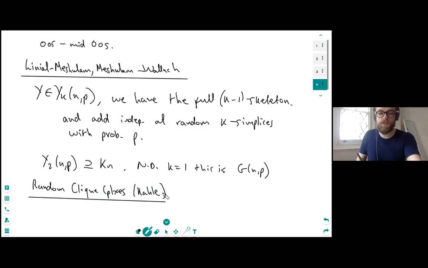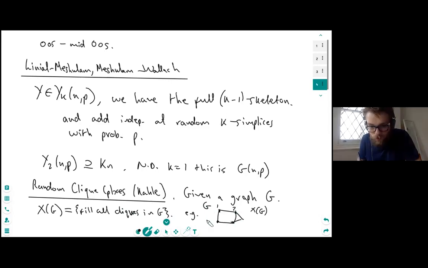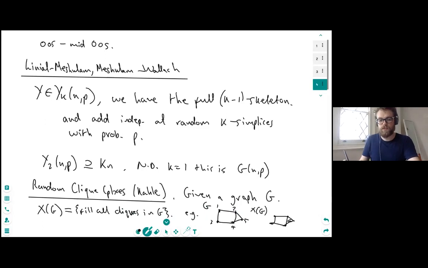So what's a clique complex? Given a graph G, the clique complex is the simplicial complex obtained by filling in all cliques in G. So for example, if we have this graph and then we clique it, what do we do? We don't have a clique on these four vertices, so that will stay the same, but we do have a complete graph on 2, 4, 5. So the clique complex will be this same graph with a 1, 2 simplex. Okay, so we take all induced complete subgraphs and we add an n minus one dimensional simplex to that.